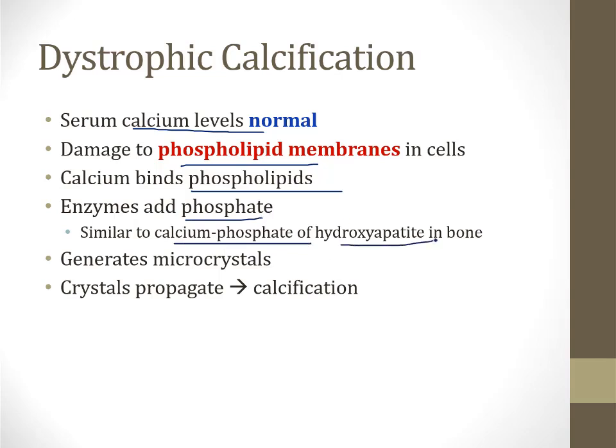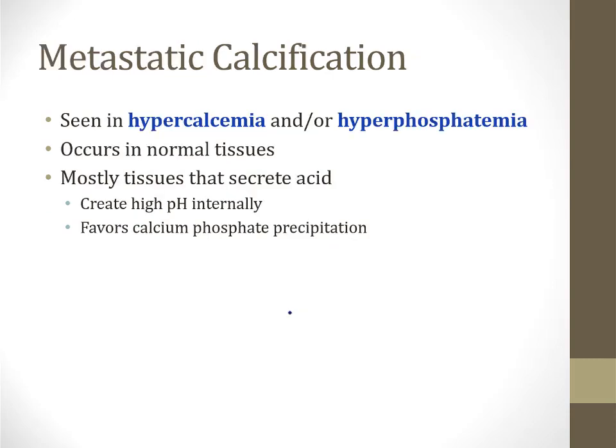Basically, miniature bone tissue is being formed in areas where there was prior necrosis. This generates microcrystals of calcium and phosphate, and the crystals propagate and grow, and that leads to calcification like we saw in the last few slides. Dystrophic calcification is relatively common. You can see it in coronary disease, pancreatitis, and many other conditions. In contrast, metastatic calcification, the other type of pathological calcification, is relatively rare.